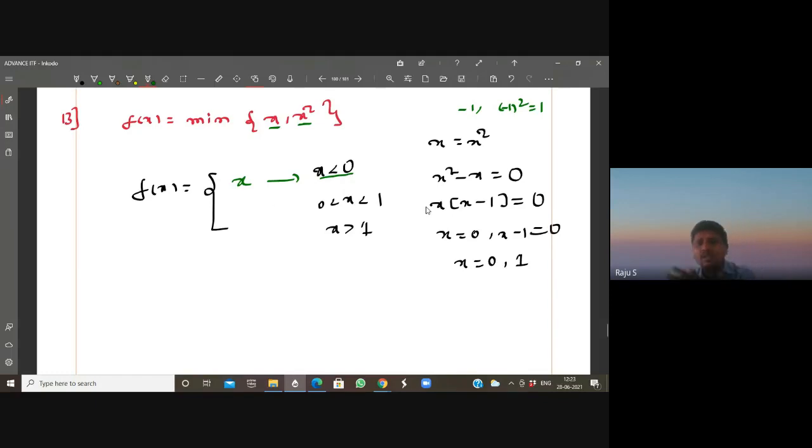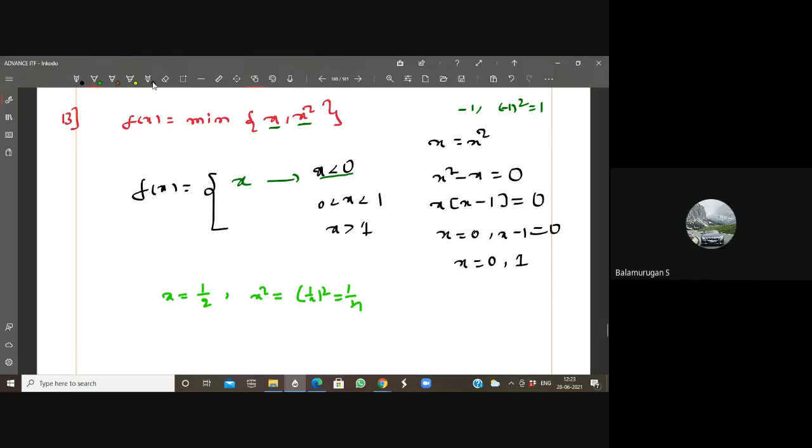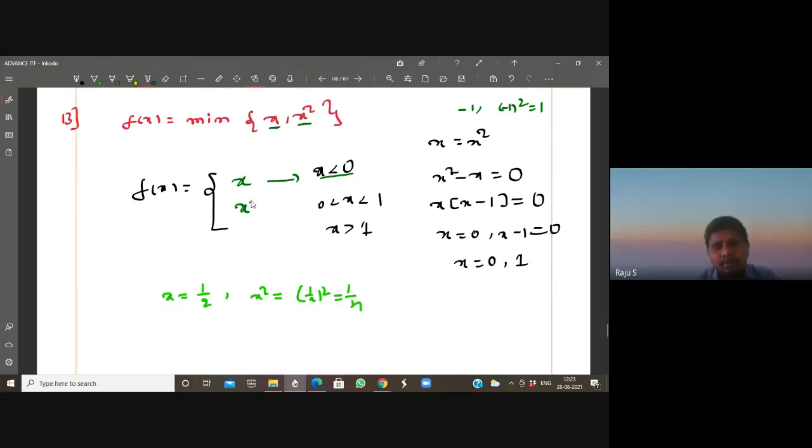Now, between 0 to 1. I want to take x is equal to some 1 by 2. When I take x is equal to 1 by 2, what is x square? 1 by 2 the whole square, that is 1 by 4. Between 0 to 1, if you take any value, which function will give the minimum value? x square. Wonderful.